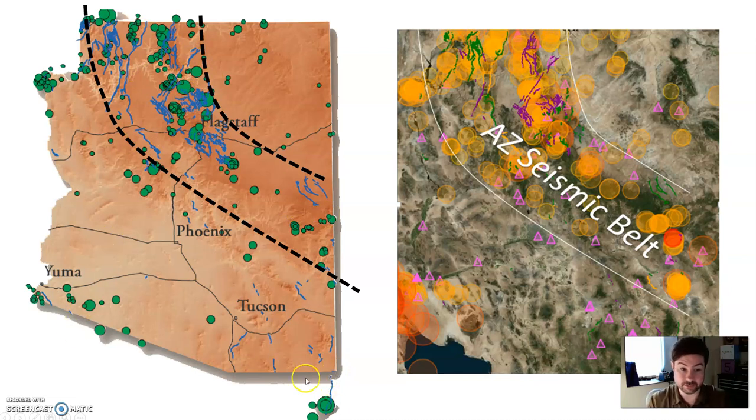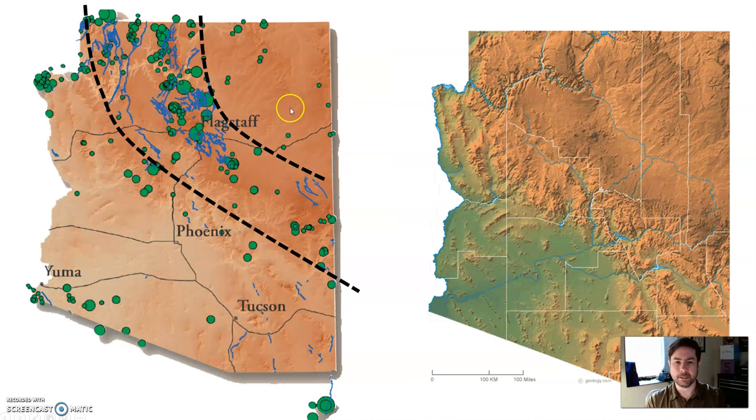I mean, we have historically had earthquakes elsewhere and little faults elsewhere. Around Phoenix, not too much, but it does occur. But again, northern Arizona is where you're going to find most of those earthquakes. You got me? Northern Arizona, and that's within the Arizona seismic belt.